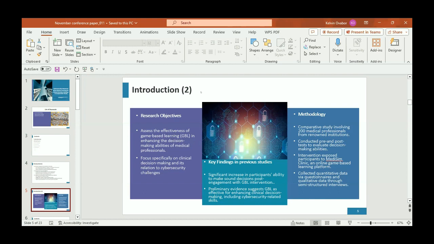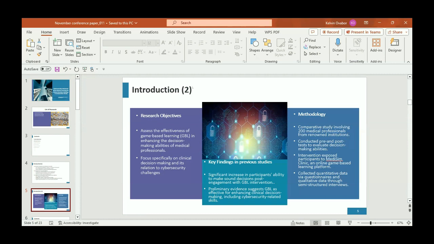Now, how has game-based learning found itself effective in education? The use of games in classrooms is known as game-based learning. It has been shown to be an effective method of instruction. Clinical decision-making itself is a process by which healthcare professionals make choices about patient care based on the available information, clinical expertise, and patient preferences. It involves weighing the risk and benefit of different treatment options and arriving at the most appropriate course of action.